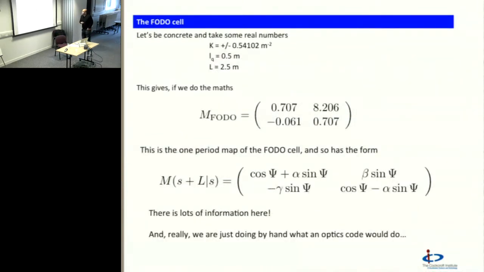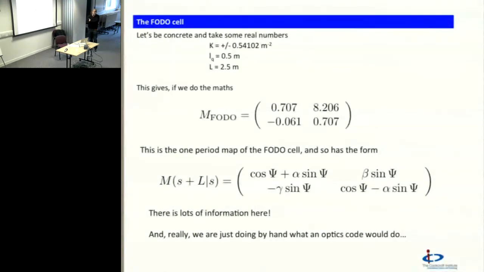So let's be really concrete. Let's take some real numbers. Let's take K to be something, I don't know what, just some number. It turns out it gives me a stable answer, that's why I picked it. K is, so I want a focusing quad where it's going to be plus 0.54. A defocusing quad is going to be minus 0.54. So I've implicitly, slyly made both planes symmetrical. That's very rarely the case, but it just makes the maths easier. A quad length of 0.5 meters and an inter-quad distance of 2.5 meters. If I just write down these matrices and do the mathematics, I get the matrix for one pass through this FODO cell.